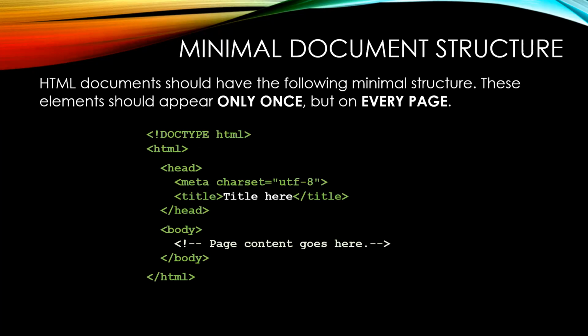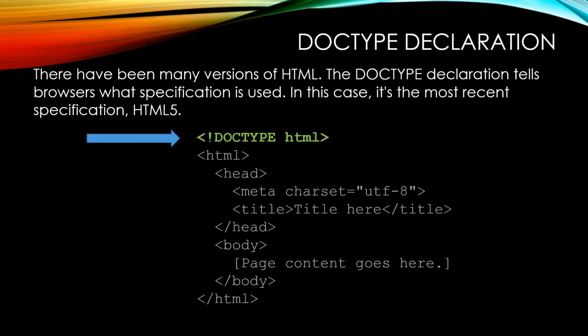Now, what does all this mean? That's a great question. Now we're done. I'm just kidding. So the doctype declaration tells the browser what specification is used. In this case, it's using HTML5, which is the most recent specification in the doctype format.